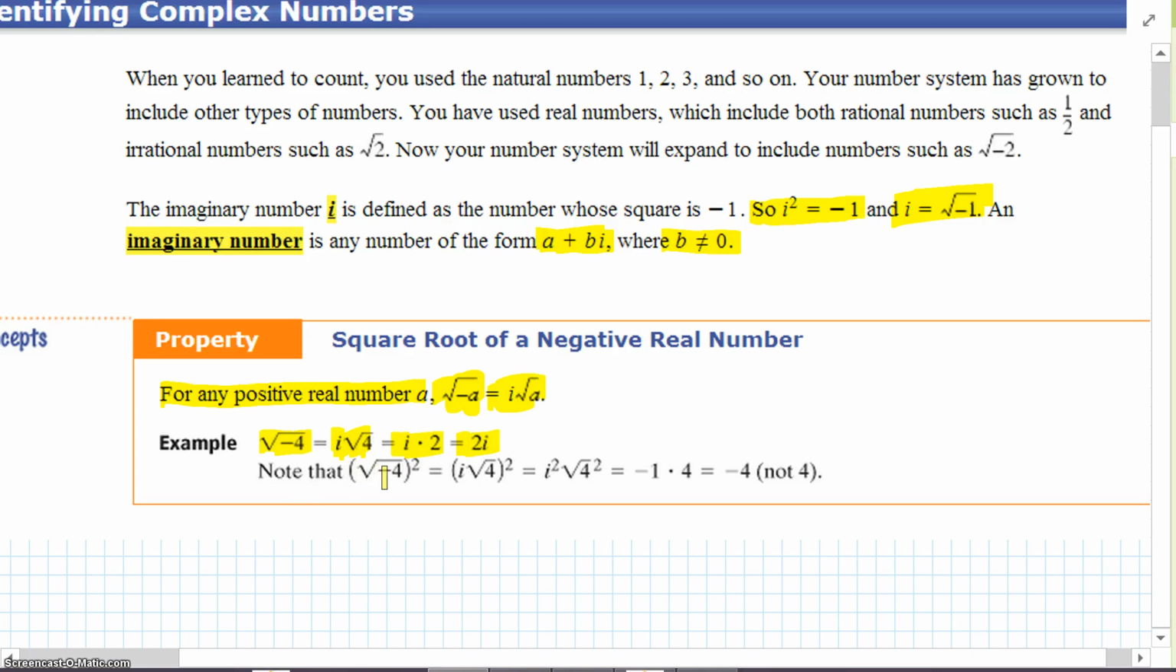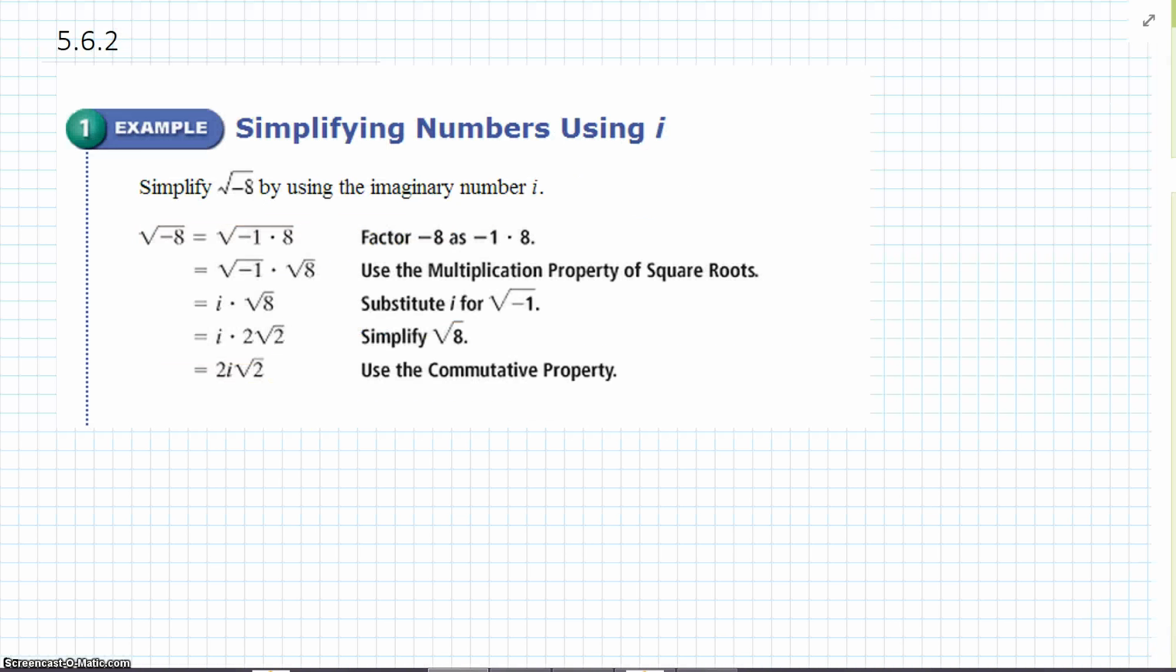Note that the square root of -4 squared is not the same as 4. Square root of -4 squared is going to be i times square root of 4 squared. So it's going to be i squared times the square root of 4 squared, which would be -1 times 4. So it would be -4.